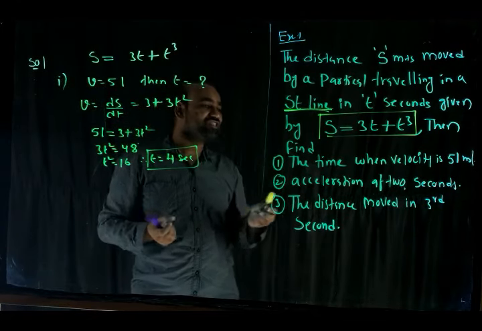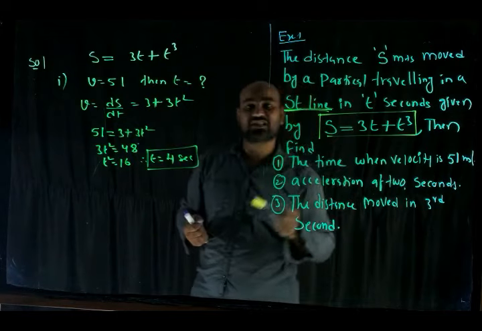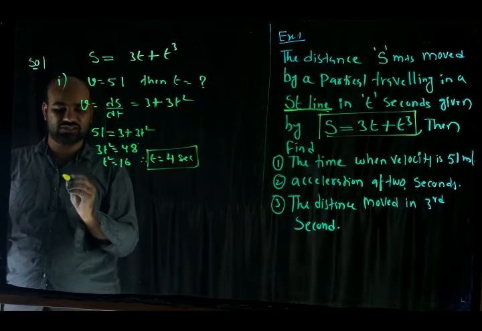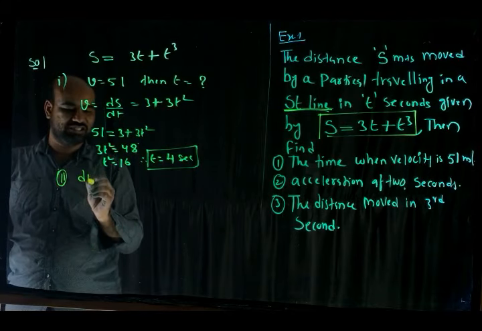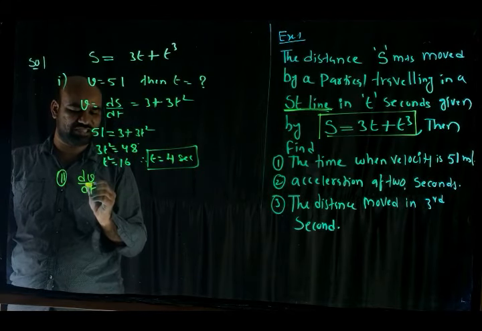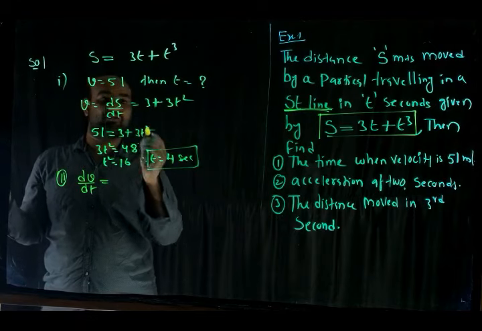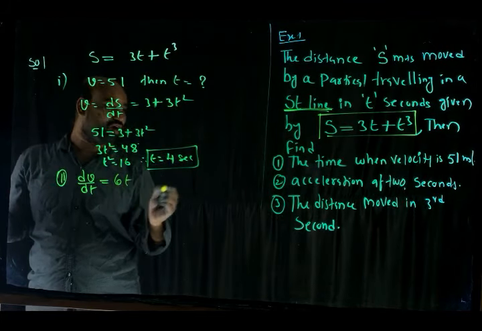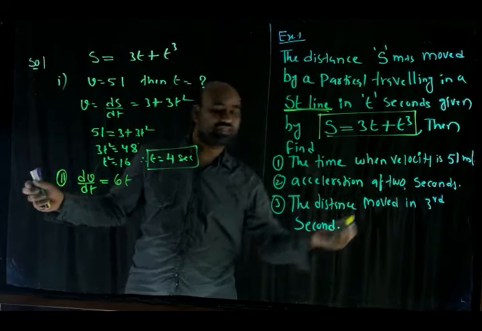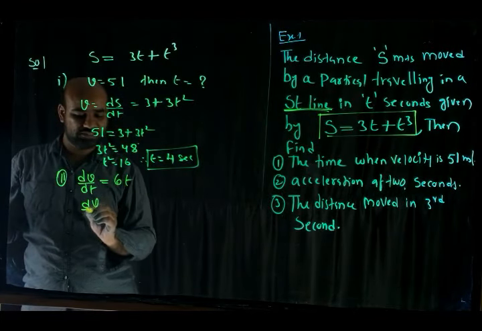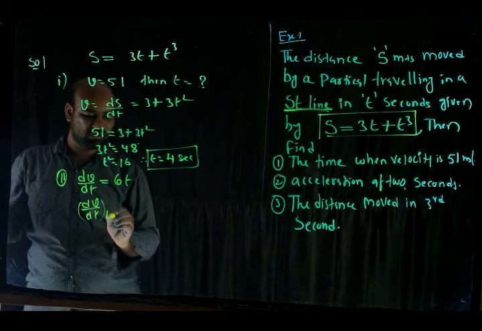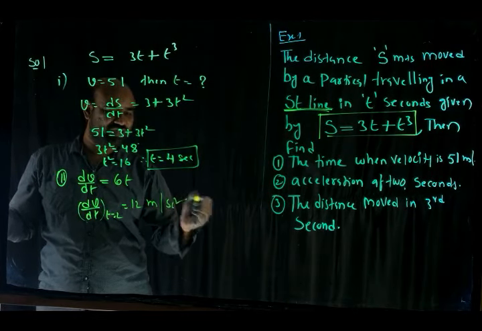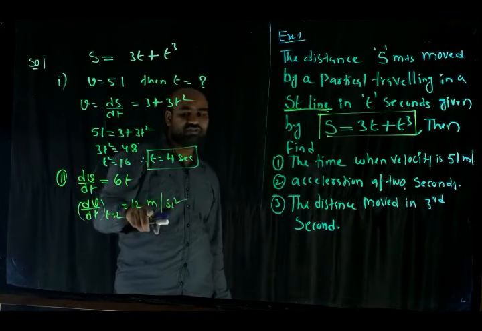Next one is acceleration after 2 seconds. Acceleration you want to find. Acceleration is the derivative dv by dt only. So dv by dt should be found. dv by dt here is 6t. What time do you want to find? After 2 seconds. So dv by dt at t equal to 2 is equal to 12 meter per second square.